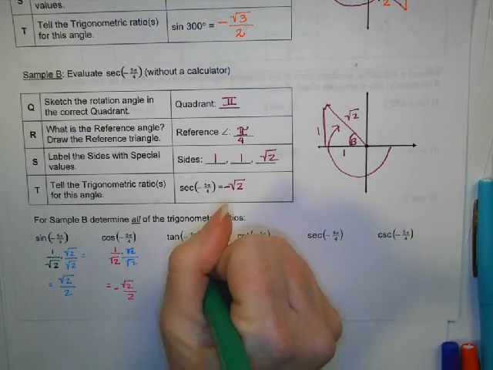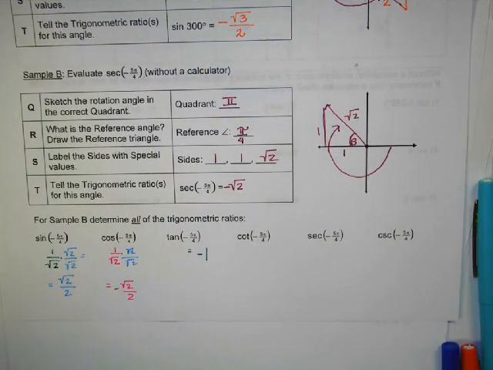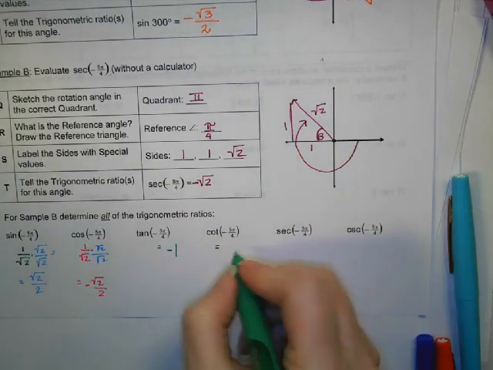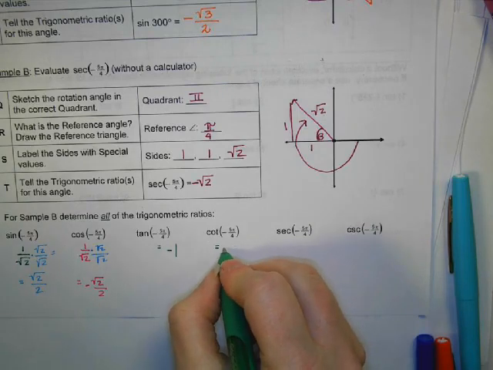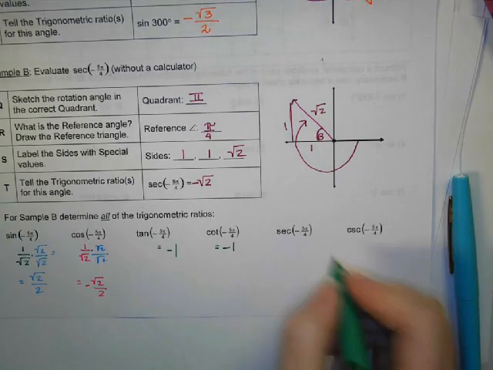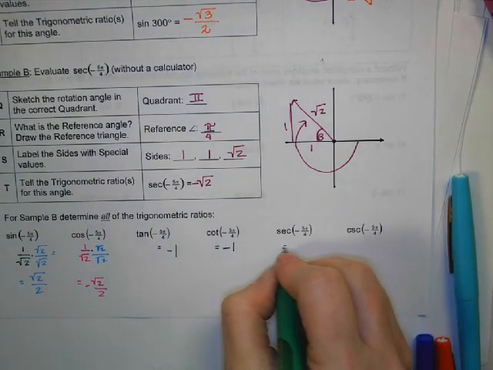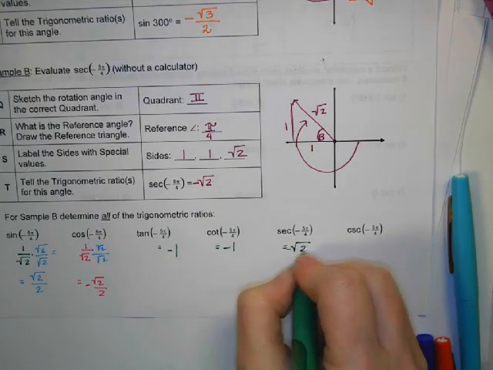So it's 1, but tangent's negative in quadrant 2. Cotangent is just tangent flipped over. What is negative 1 flipped over? Still negative 1. Secant, we already did that one. That was the one we did to start with. It's negative square root of 2.